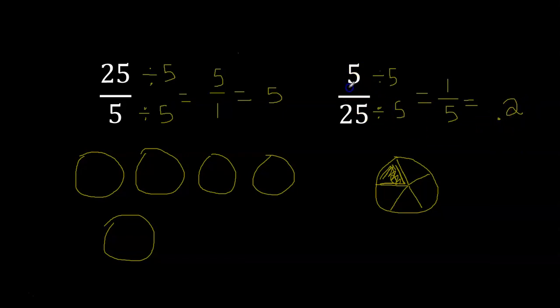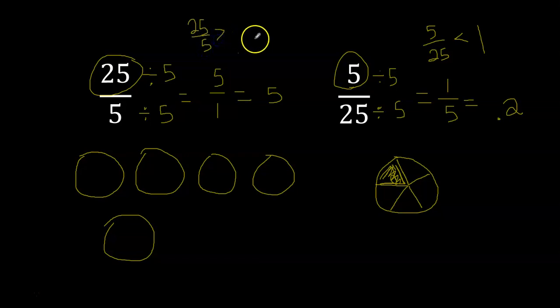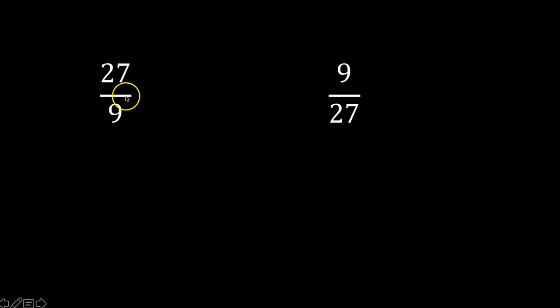So when you have a numerator that is smaller than the denominator, this fractional piece is going to be equal to a number that is less than 1. But if you have a numerator that is greater than the denominator, then you have a fraction that is greater than 1. Let me show you another example.